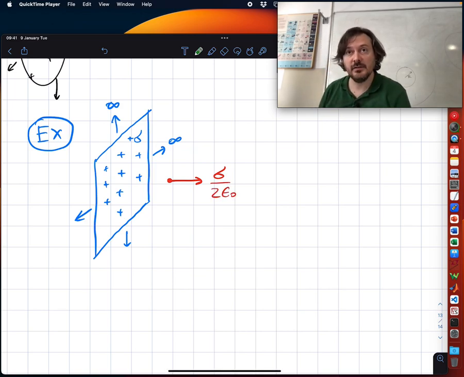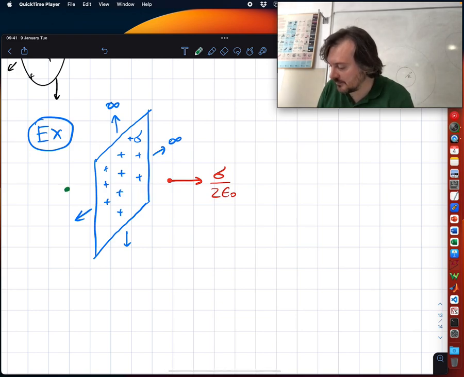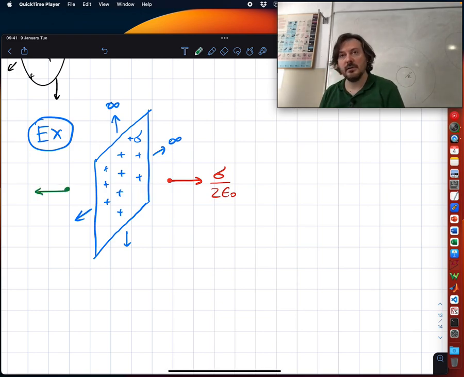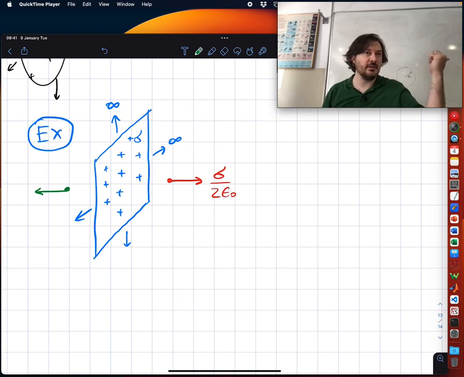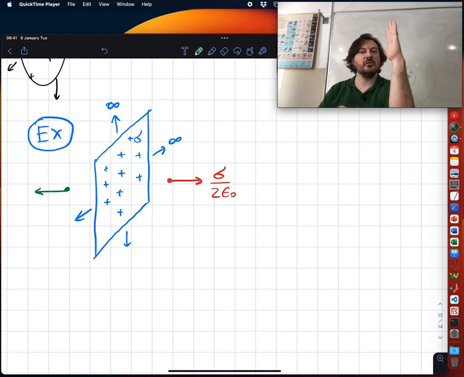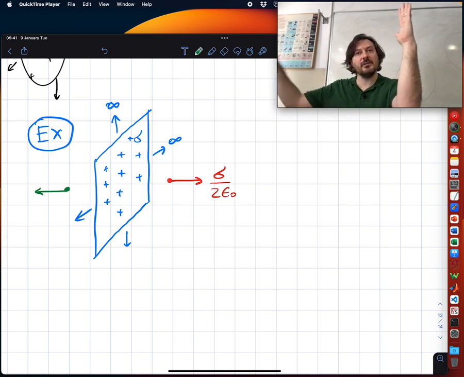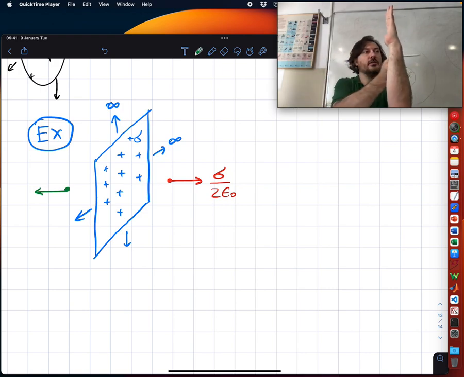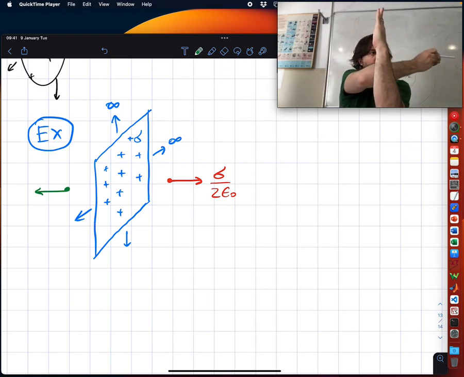Is it clear? How about over here? Same thing, but pointing in the opposite direction, right? So if I have an infinite sheet, over here the electric field is in this direction, everywhere the same. Over here, everywhere the same.